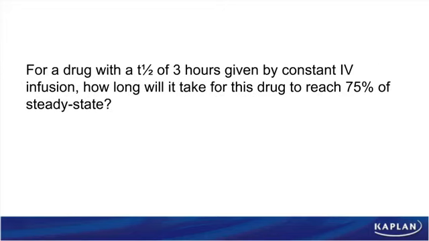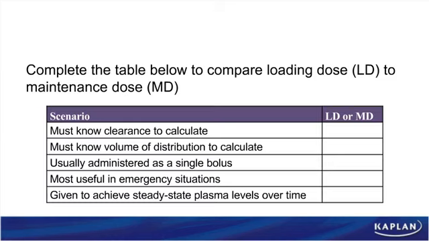For a drug with a half-life of 3 hours, given by constant IV infusion, how long will it take for this drug to reach 75% of steady state? Time to steady state depends only on the half-life of the drug, assuming that the drug is eliminated by first-order kinetics. In one half-life, you get 50% of the way to steady state. For this question, it wants to know how long will it take to reach 75% of steady state, and that takes 2 half-lives, or 6 hours, for this drug. Remember that in 4 to 5 half-lives, you reach clinical steady state.